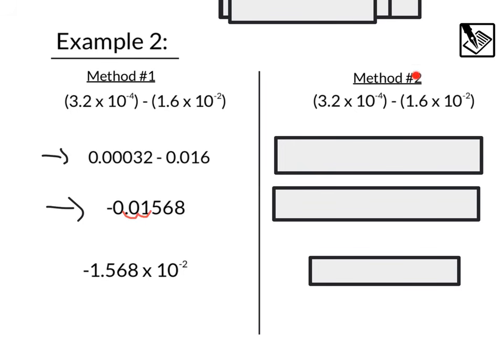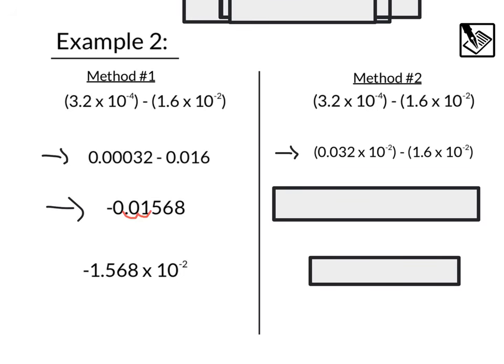For the second method, notice we have different exponents. Here we have 10 to the negative 4th power. Here we've got 10 to the negative 2nd power. The first thing we want to do is get those to be the same exponent. You could change to either one, but in this case, I'm going to change it to a power of negative 2. So what we did here is we moved that decimal place over once, twice, making that number smaller, which is going to add 2 to that negative 4 to get 0.032 times 10 to the negative second power.